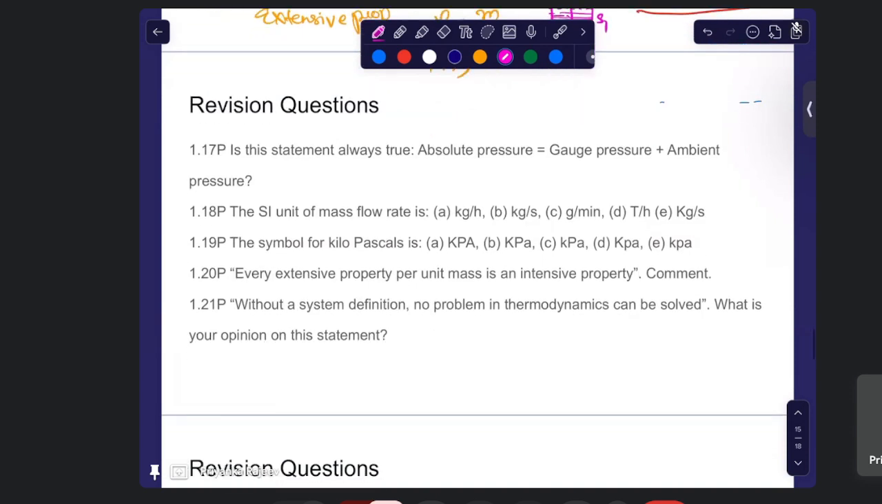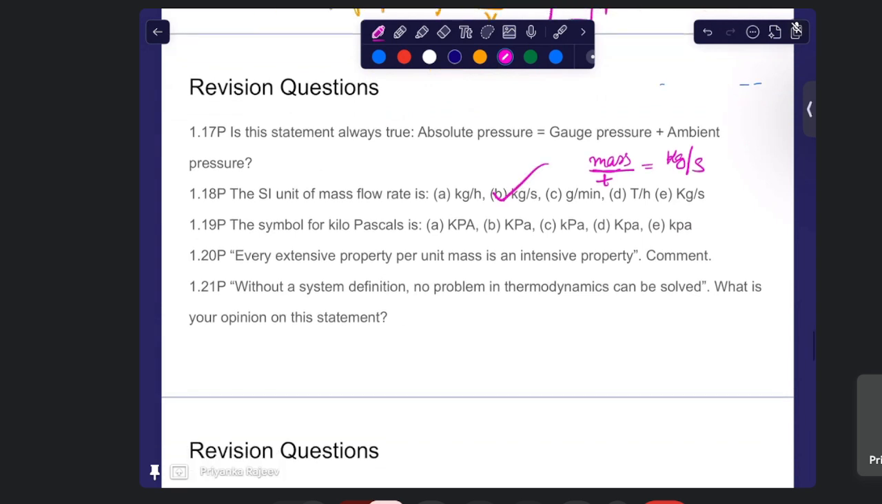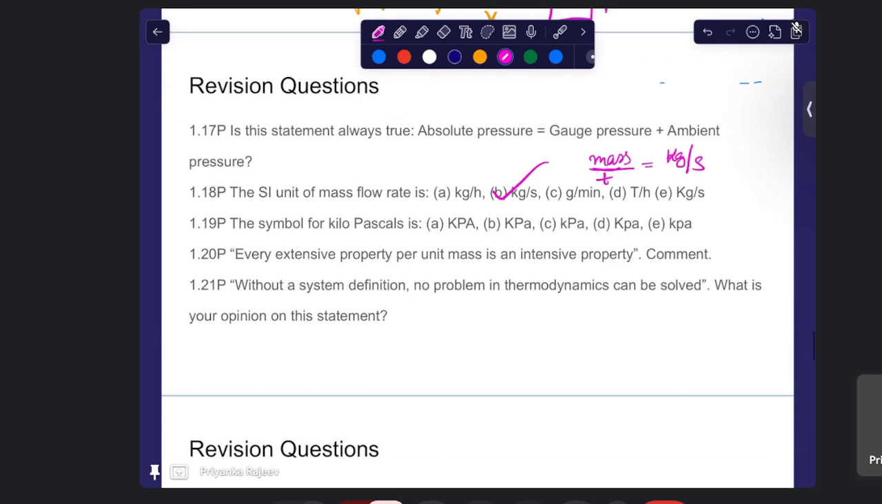Now, SI unit of mass flow rate. Flow rate means what, with respect to time. So mass flow rate means mass with respect to time. Mass is kilogram in SI unit, and time in SI unit is second. So it is kilogram per second. So that is done.